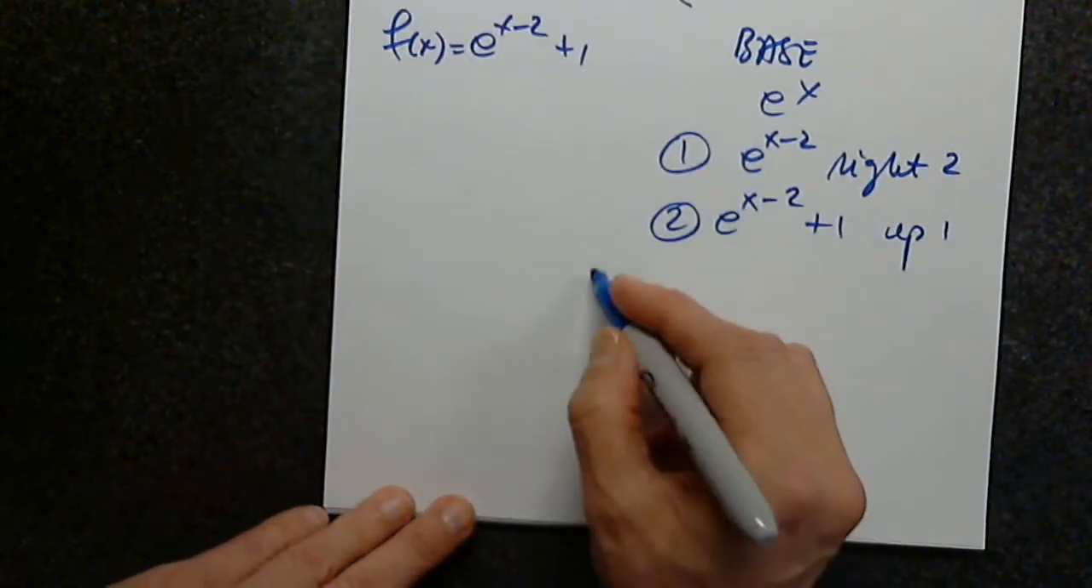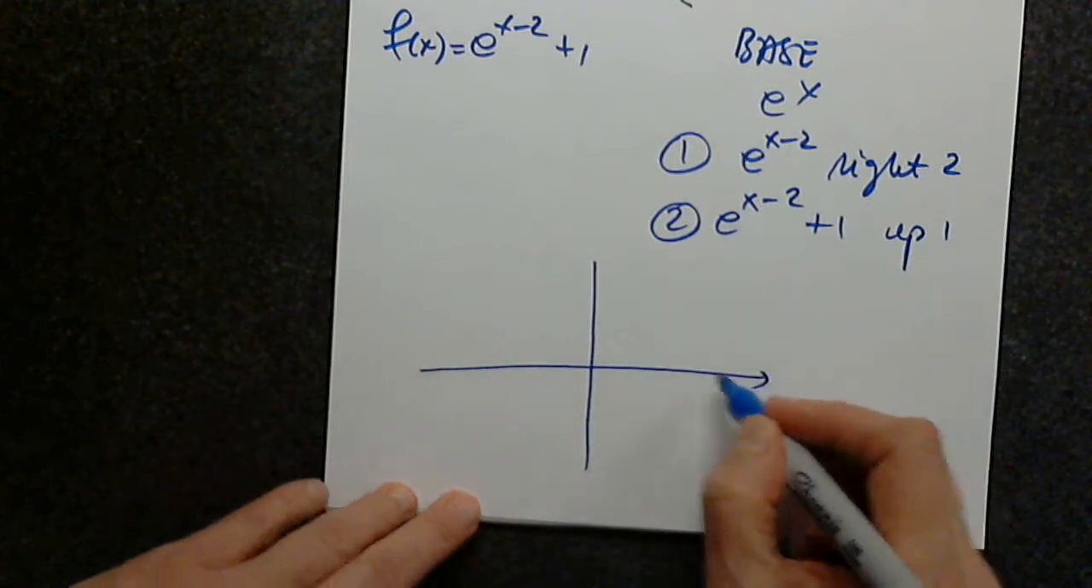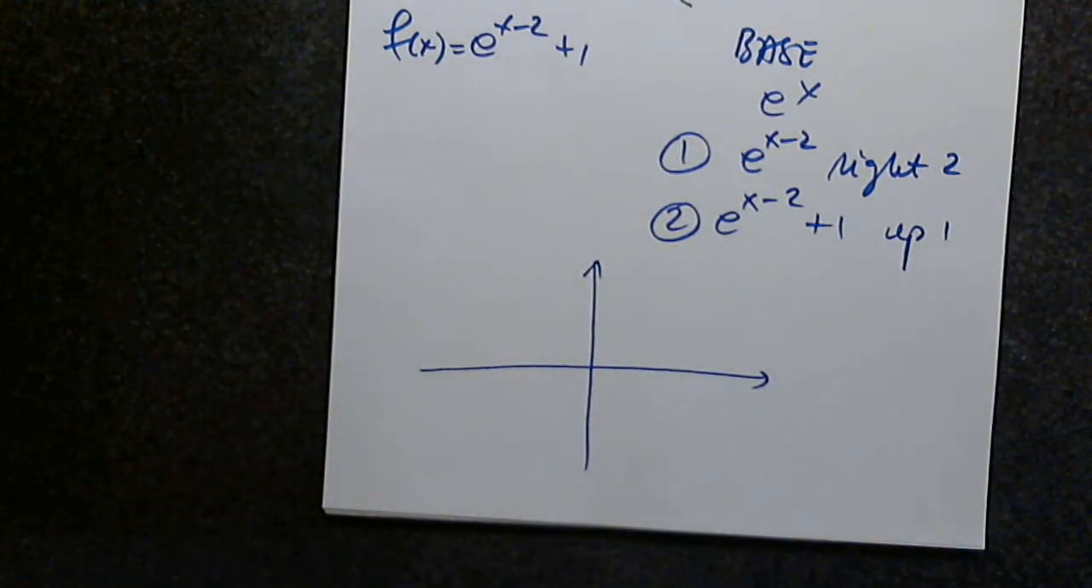Good. Now, is this an increasing function or a decreasing function on all its domain? Remember, this is exponential. It's not log. Increasing on all its domain or decreasing on all its domain?